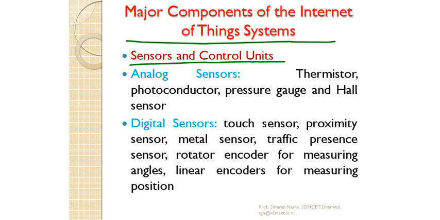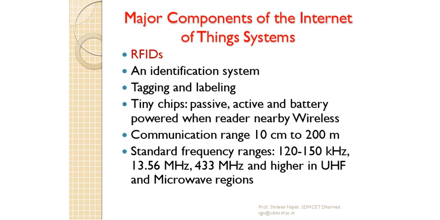So that's what we have seen in one of our earlier IoT frameworks, right? Analog sensors and digital sensors are definitely not limited to what is displayed right in front of your screen. There are many more. Okay, then the major components of the Internet of Things system.